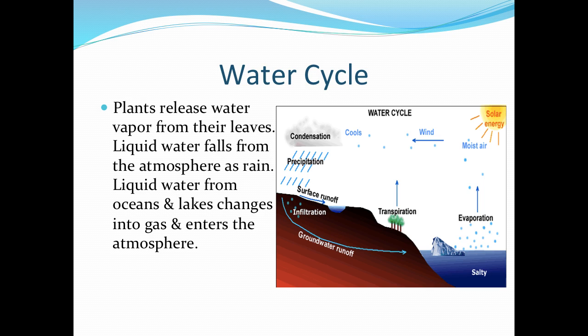Does precipitation always mean rain? No. It could mean rain, it could mean drizzle, snow, sleet, hail. And then the precipitation falls to the Earth's surface. Some of it is absorbed as groundwater, and some of it runs off to the lakes and rivers and streams and oceans.